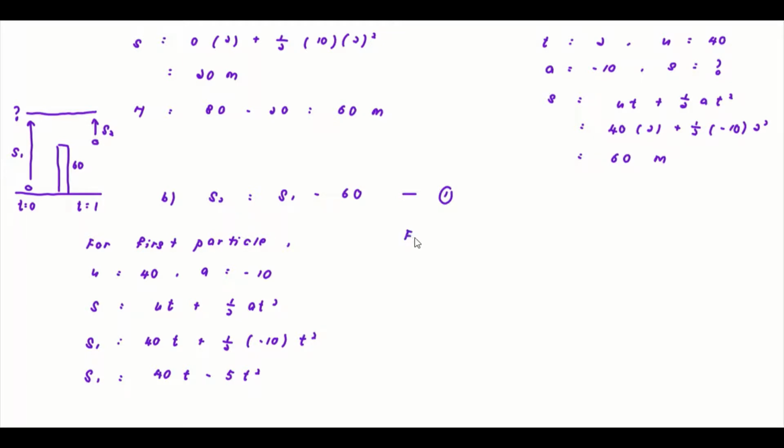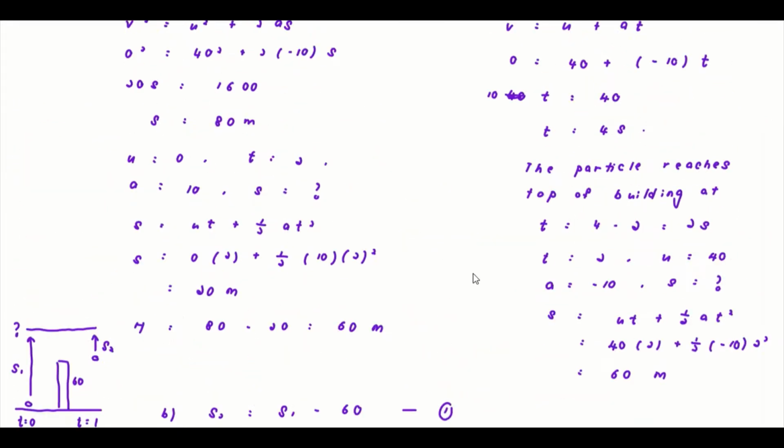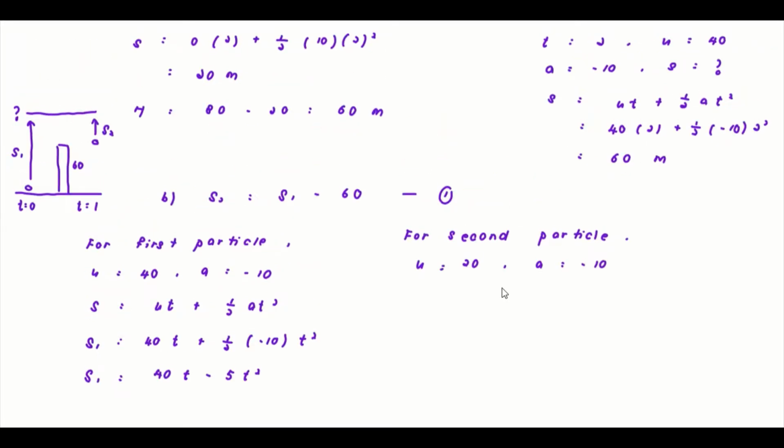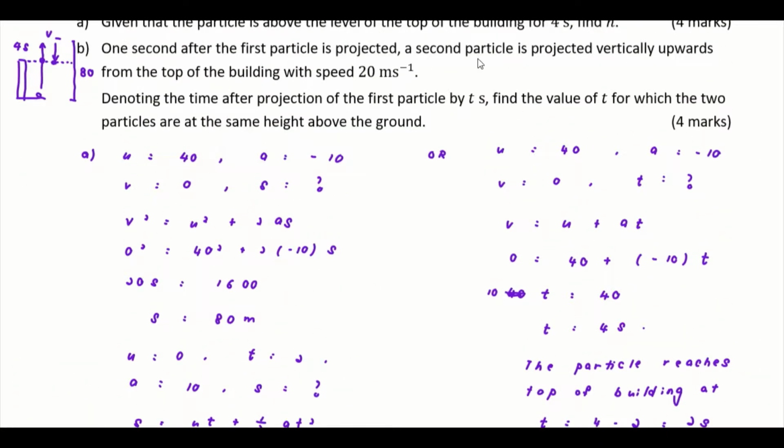Now let's look at the second particle. What is the initial velocity? It has also been given in this question. Our initial velocity is 20. It's moving upwards as well, so my a is going to be negative 10 as well. Now I have a problem: how about the time? Is the time for the second particle going to be t as well? You might want to remember that the second particle is projected 1 second after the first particle. So when t equals 1 for the first particle, only then does the second particle start at t equals 0.